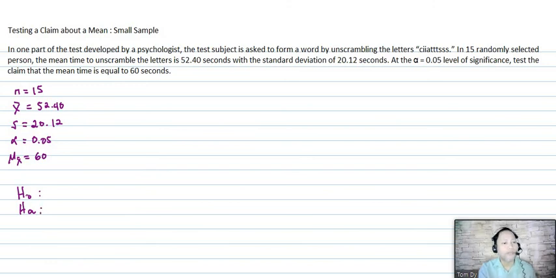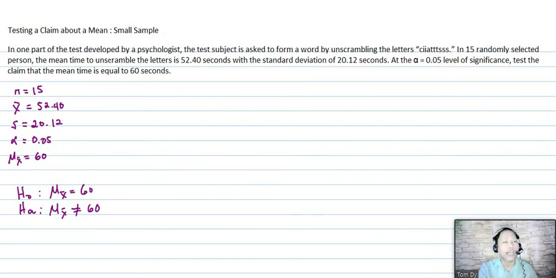Okay, so the null hypothesis is based on the claim: test the claim that the mean time is equal to 60 seconds. So that will be our null hypothesis, mean equal to 60 seconds. And then the alternative, of course, if this is equal to, then the alternative is not equal to. So that is our first approach in doing hypothesis testing. You have to write first your null and alternative hypothesis.